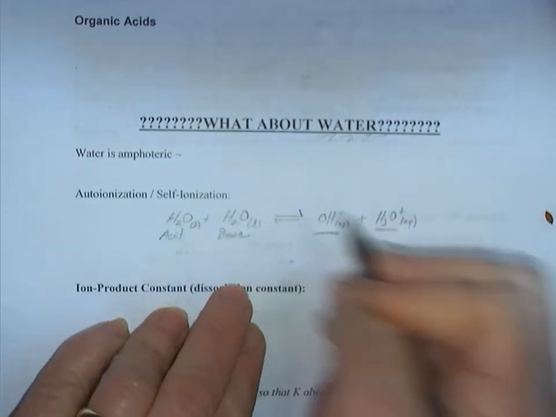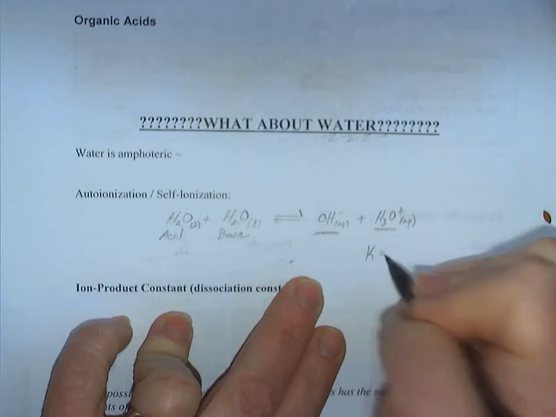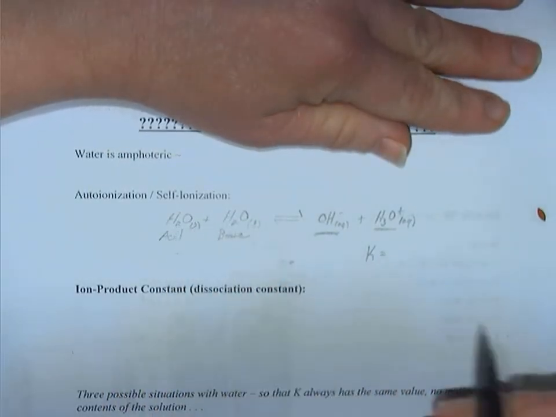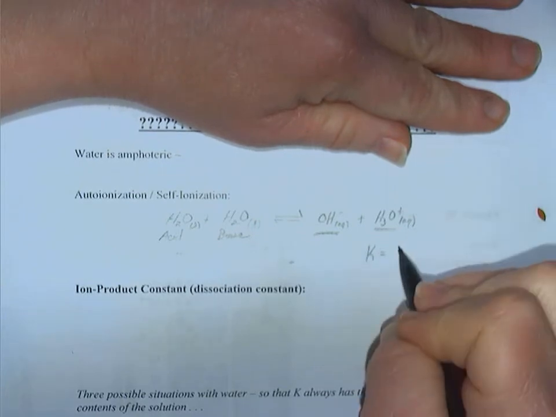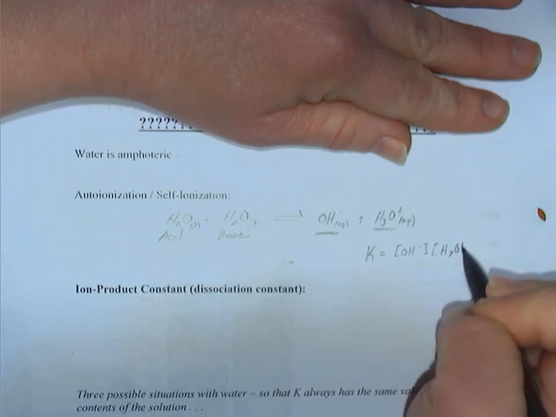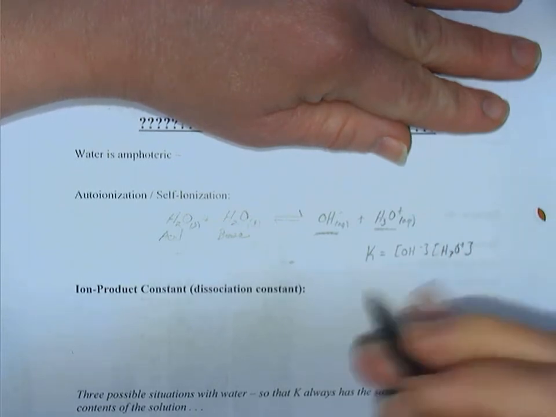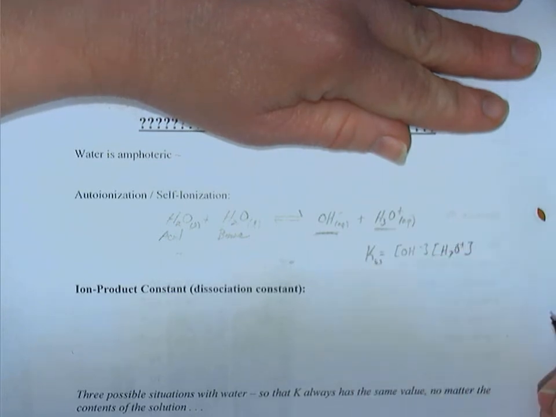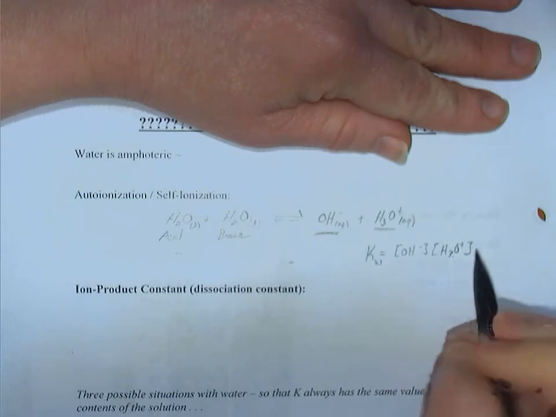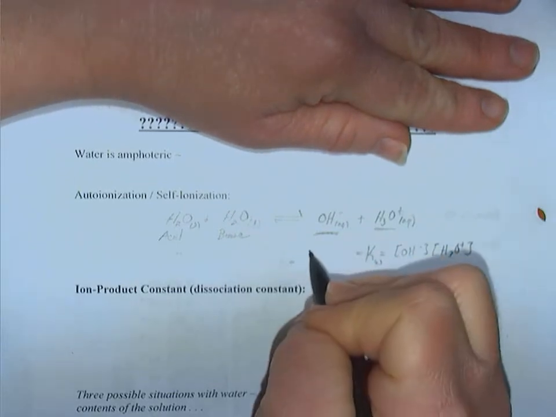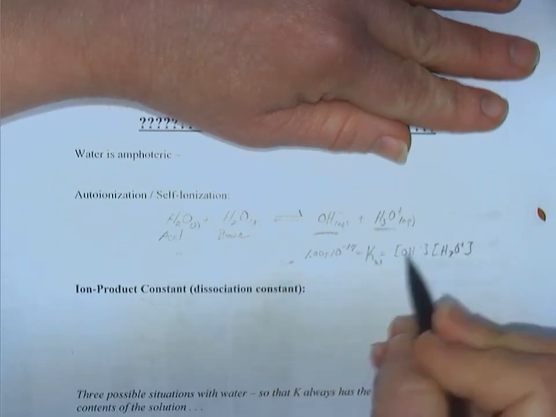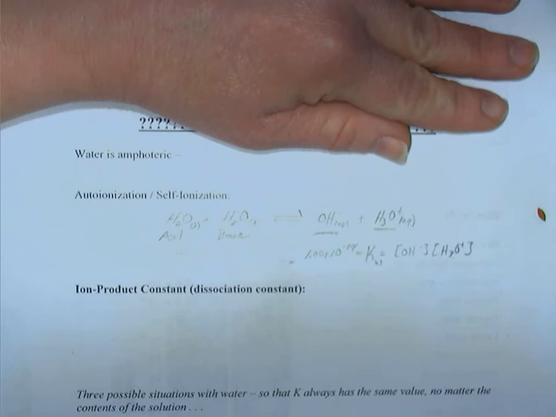well, we can describe this equilibria with a K expression. But the K expression, because our reactant molecules are in the liquid state, does not have a denominator. It is simply the concentration of hydroxide times the concentration of hydronium. And if it is pure water at 25 degrees Celsius, the concentration of this will be equal to the concentration of this. And we find that K is 1 times 10 to the minus 14th. Of course, it would be molarity squared, but we know we don't keep units with that.